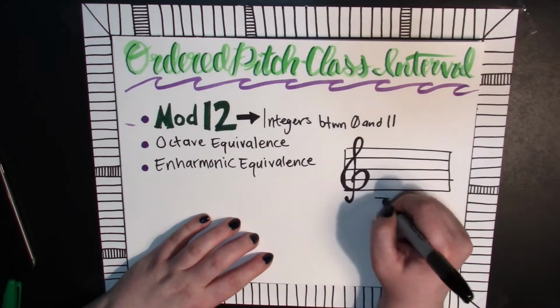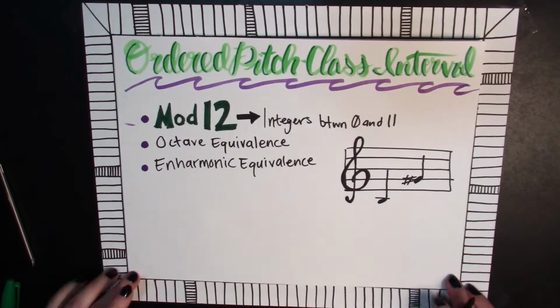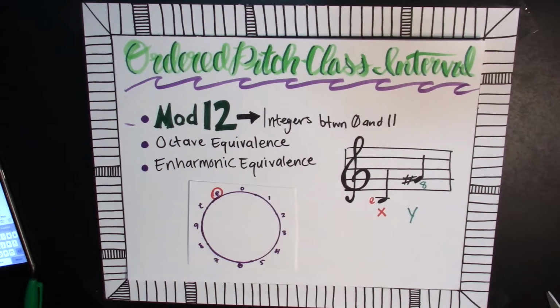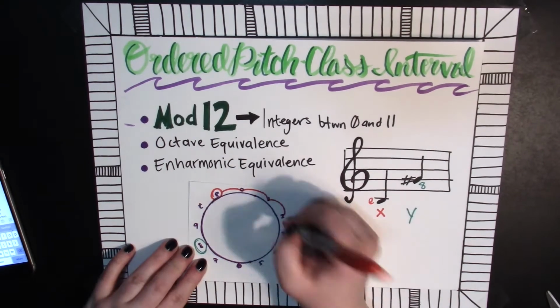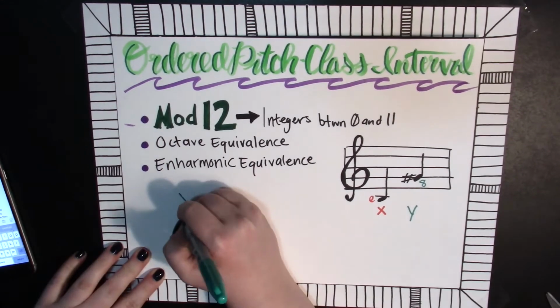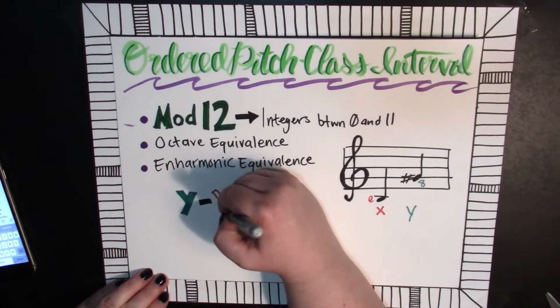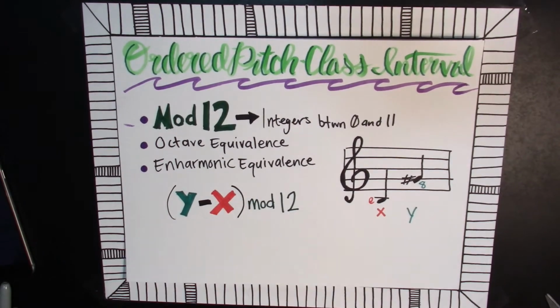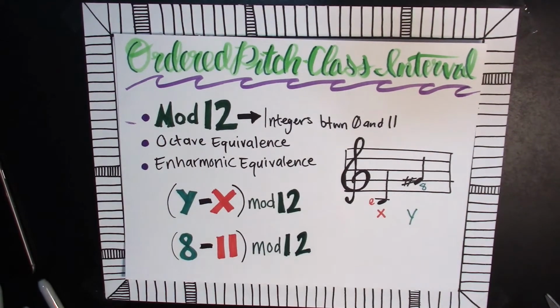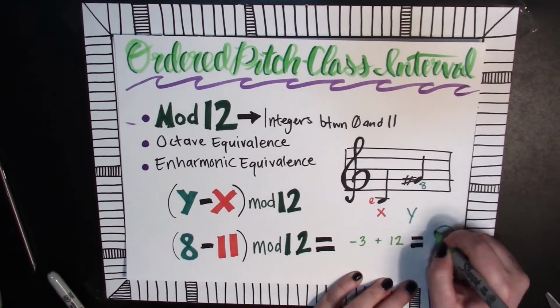First, we'll assign letters to the pitches in question, x for the first one, y for the second one. In this example, x is pitch class 11 and y is 8. Always begin on x and count in a clockwise direction to y. To express it algebraically, use the equation y minus x mod 12. Using the equation for the same example, 8 minus 11, negative 3, mod 12 equals 9.